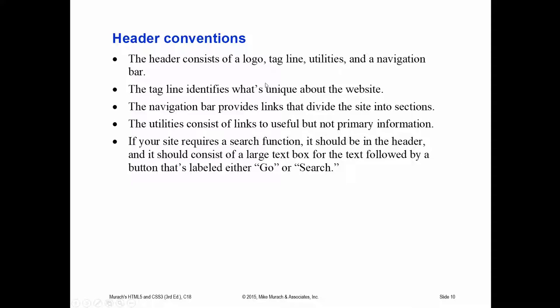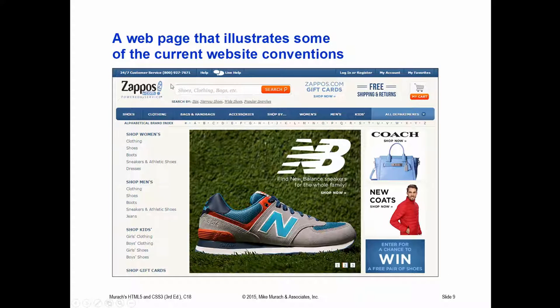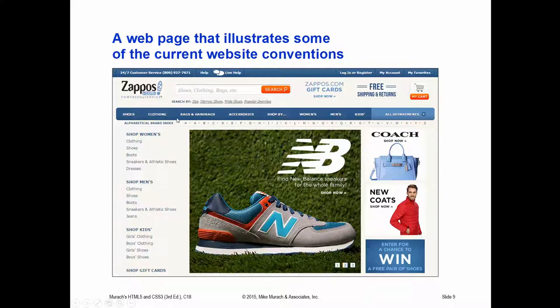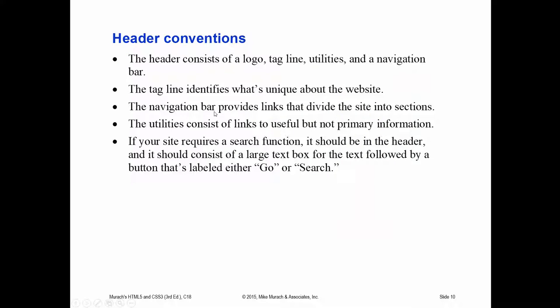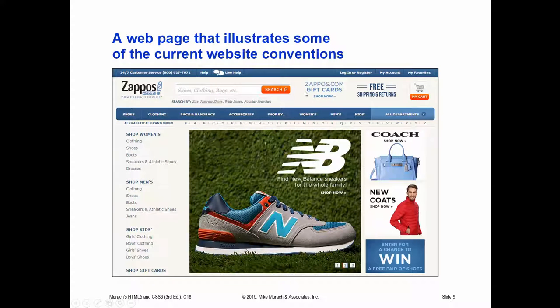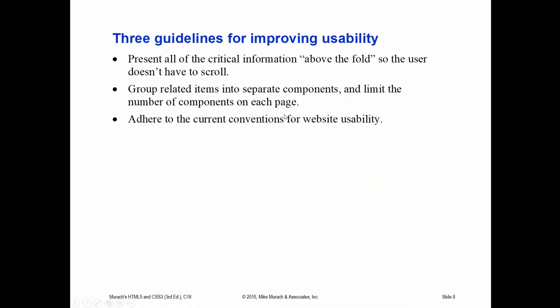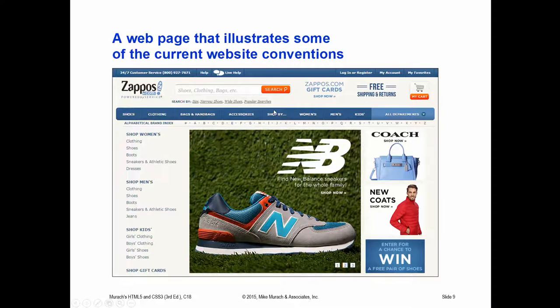The header should consist of a logo, some kind of a tagline, utilities, and some kind of a navigation bar. We'll have that. The tagline identifies what's unique about the website. Oh, what do we have here? I don't know if this one exactly does, but you can make your own determination. The nav bar provides links that divide the site into sections. We'll have something like that.